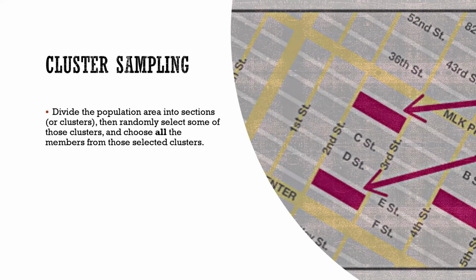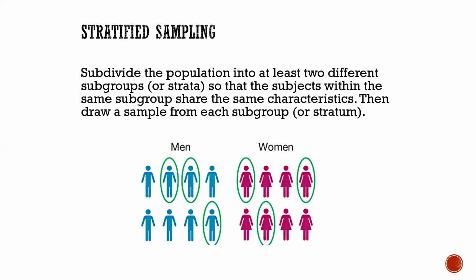Another way would be, if I choose one person from each street, that's stratified. If I choose 20 streets and interview every person on those 20 streets, that's an example of cluster. So in both cases, you choose groups, but it's different how you use the group.